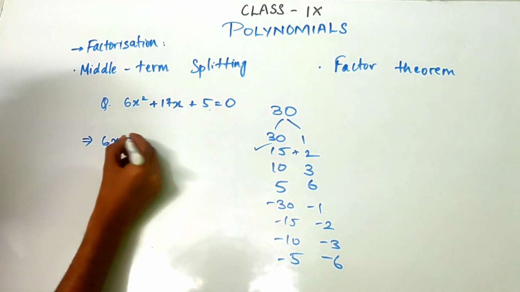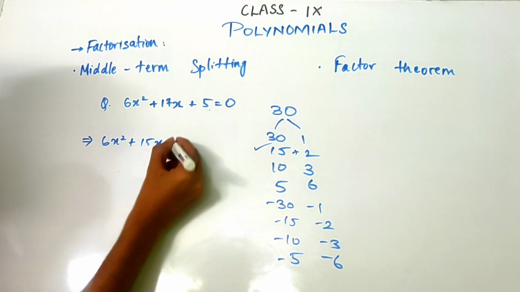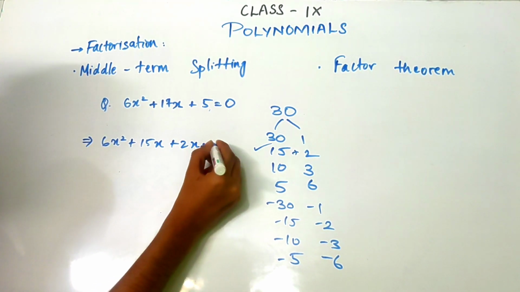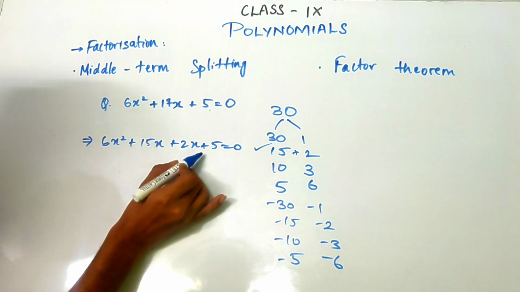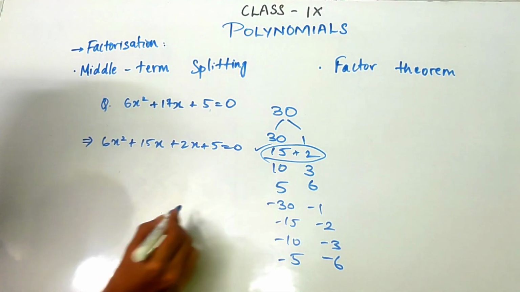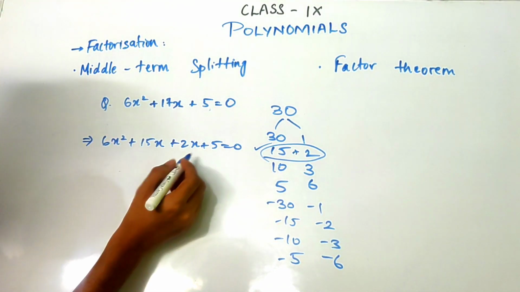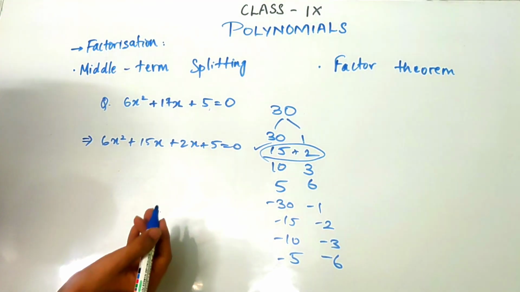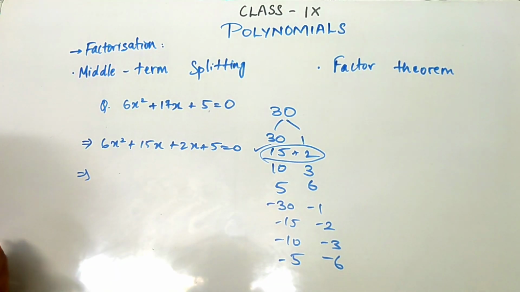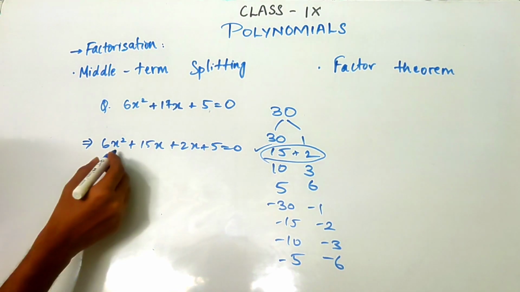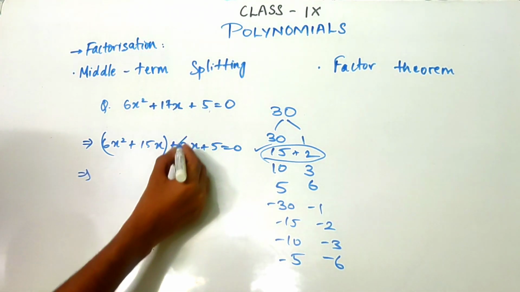So 6x square plus 15x plus 2x plus 5 equal to 0. Now what I did was simply split 17x in terms of 15x plus 2x. Since I chose this factor pair, I split it into 15x plus 2x, ultimately it gives me 17x, right? Now what I will be doing is taking common outside. So over here, what can I take common? Well, 6 and 15 is there, so I can take 3 common outside. And x square and x, I will group these terms first.